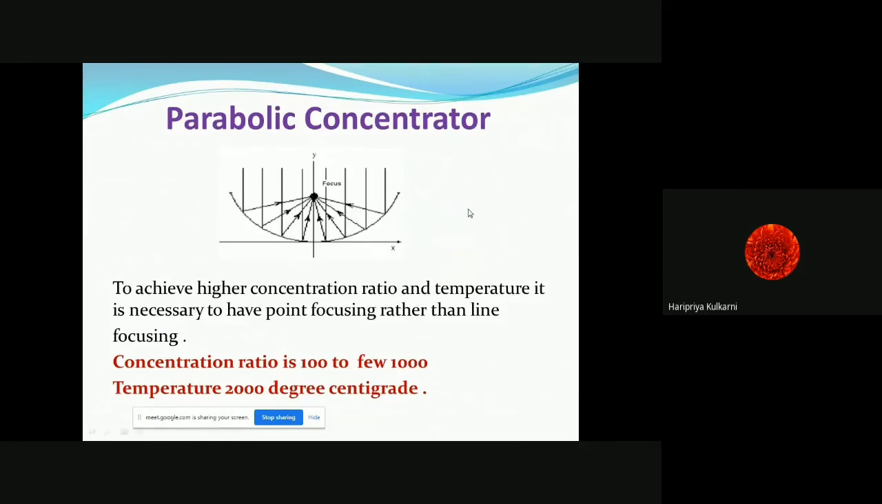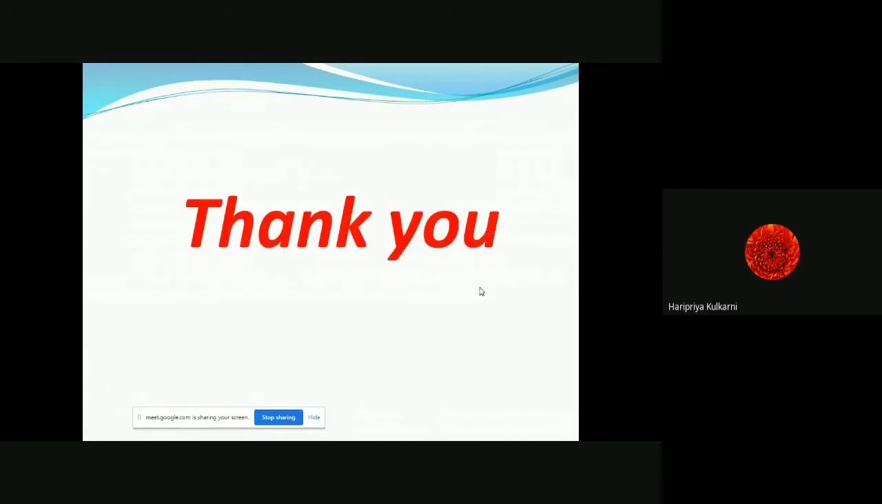Now, this is a parabolic concentrator. So this is a parabola. Okay. Here it is a point absorber and not a line absorber. So all solar radiations falling on it will get concentrated at point Y, which is a focus point. So here concentration ratio is 100 to few thousand. Temperature around 2000 degrees centigrade we can achieve with the help of parabolic concentrator. So here we have completed unit 1.